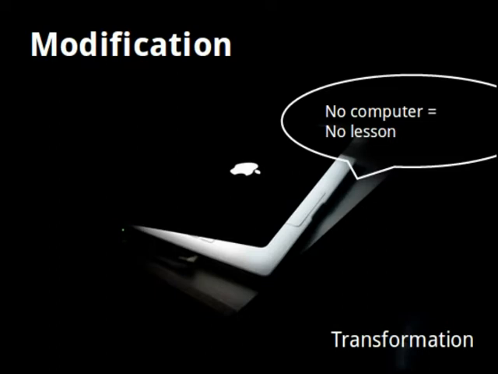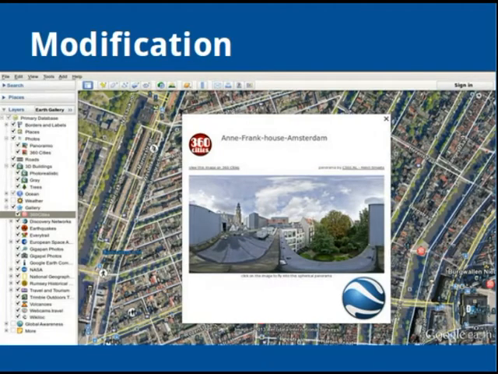Modification helps us transition towards true transformation. By modifying the learning activities our students experience, we provide them with new ways to access knowledge and understanding. These modified activities are not simply the old activities with new tools, but completely redesigned activities made possible by the tools now available. Google Earth enables students to virtually visit different places around the world.